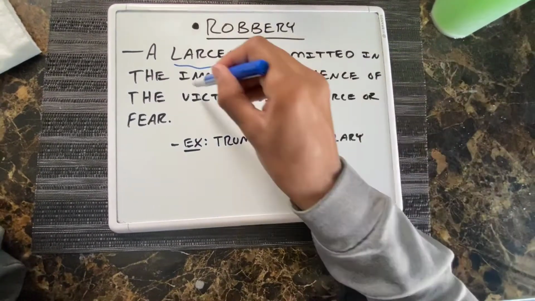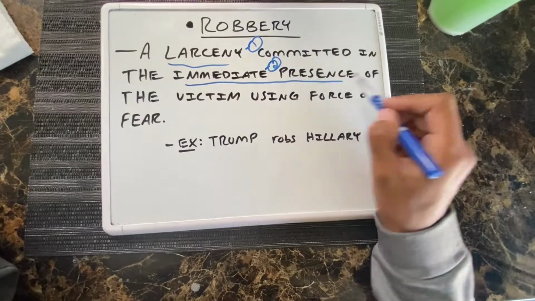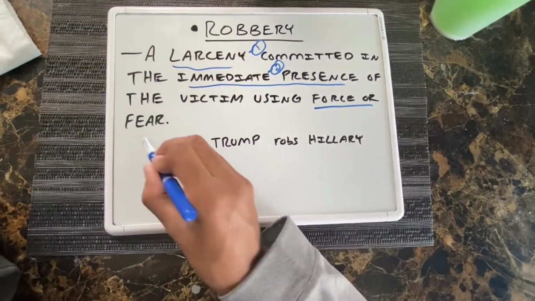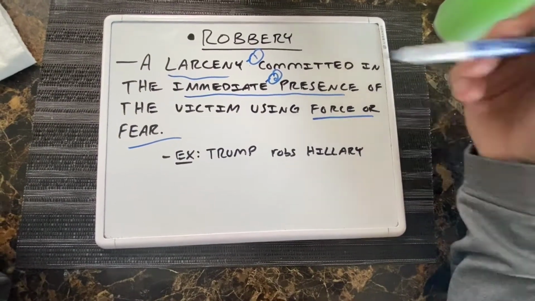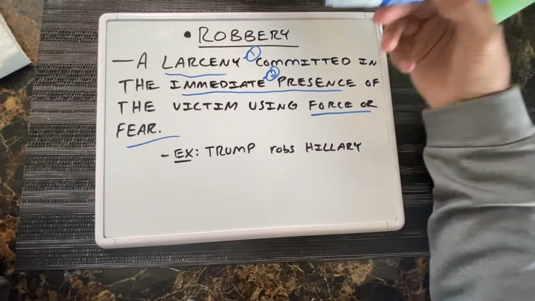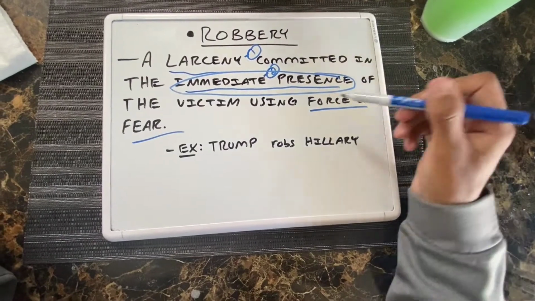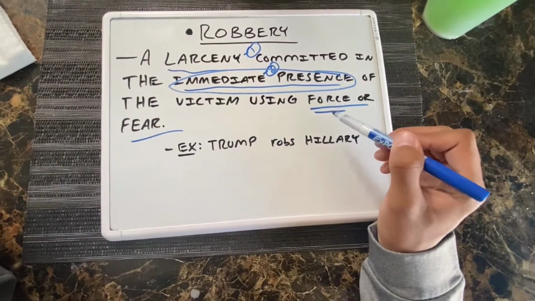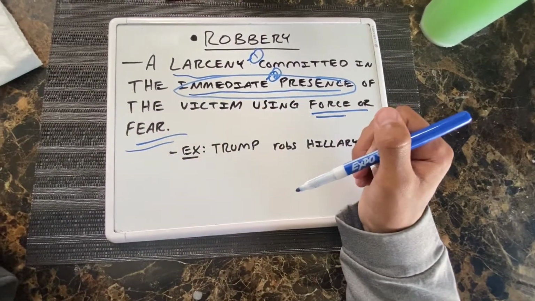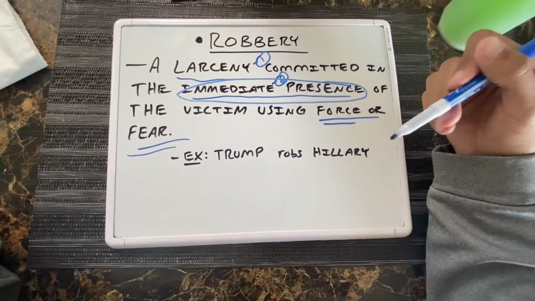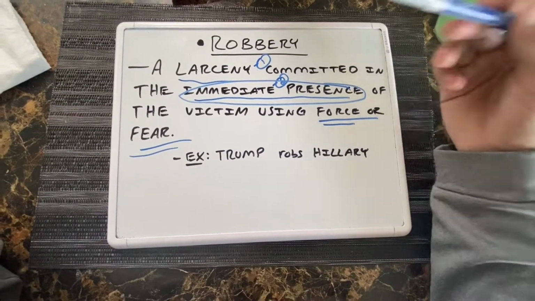Committed in the immediate presence: elements number 1 and 2, immediate presence of the victim using either force or fear. So the defendant must have committed a larceny in front of the victim, in the immediate presence of that victim, by using force, whether it's physical or psychological, or fear. Basically using a knife, for example, to cause fear to the victim in order to scare that person to give up their property to the defendant.